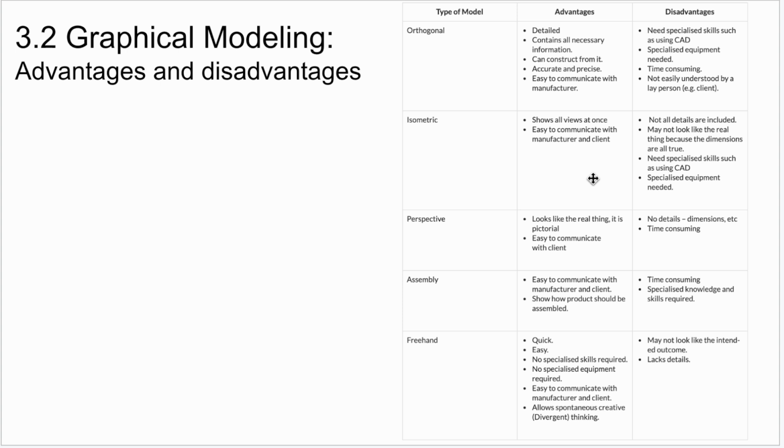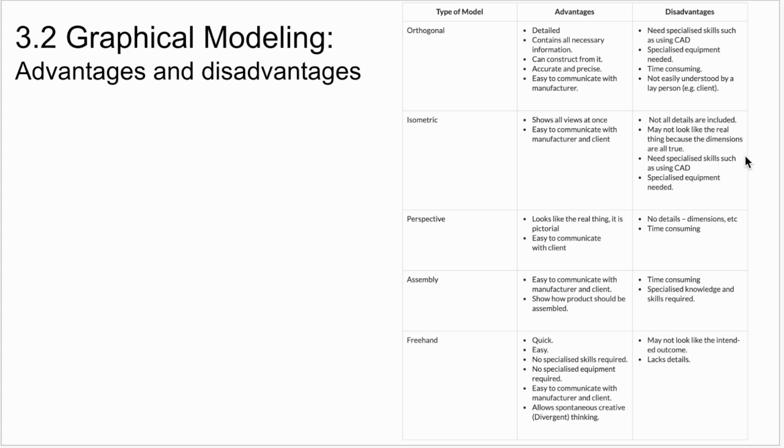Isometric drawings, you can see all views at once. It's easy to communicate with manufacturers and clients, but not all details are included and it may not look like the real thing because the dimensions are not true. Needs specialized skills such as CAD, and specialized equipment is needed. Perspective drawings look like the real thing in pictorial form. It's easy to communicate with the client, but there's no details like dimensions, and it's quite time consuming.